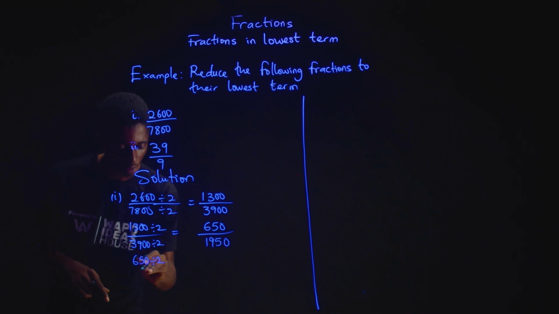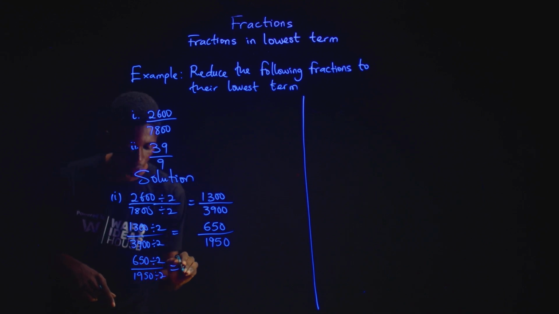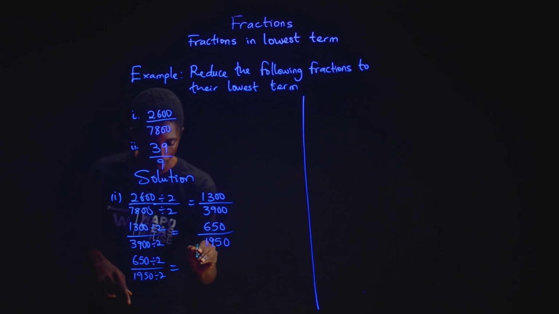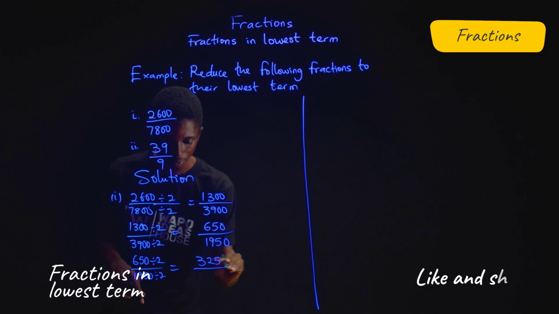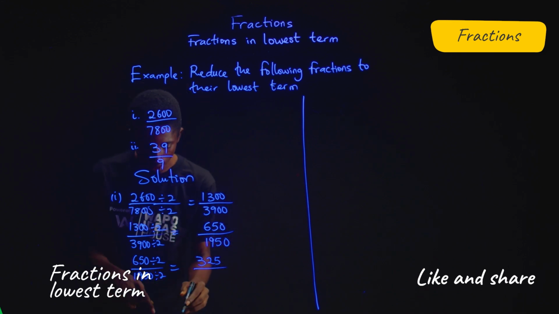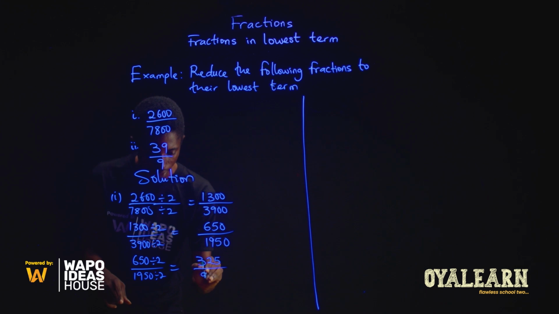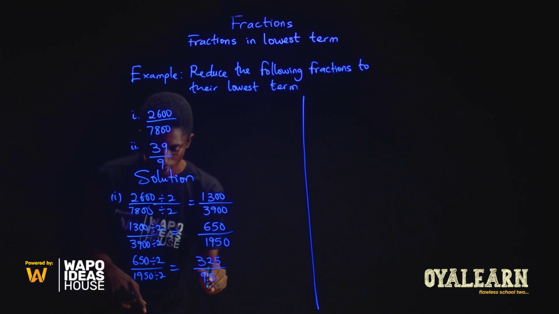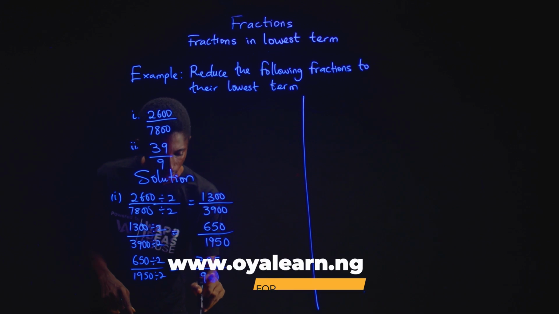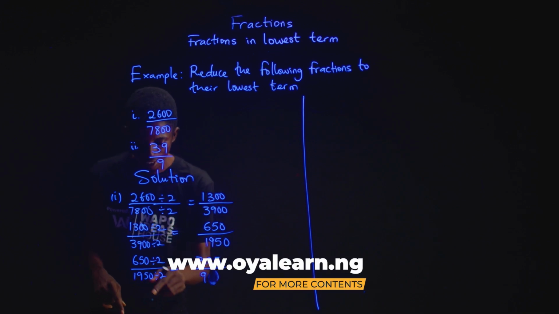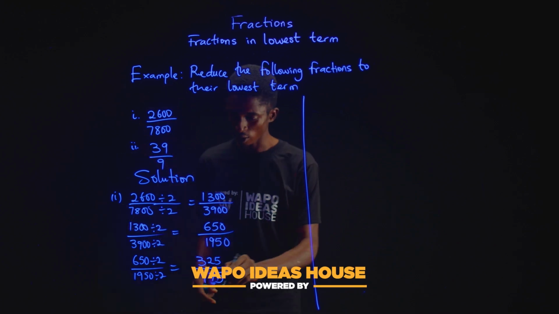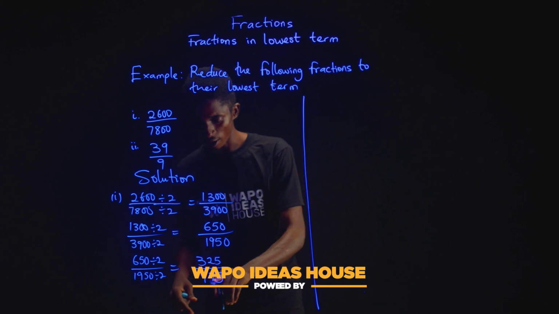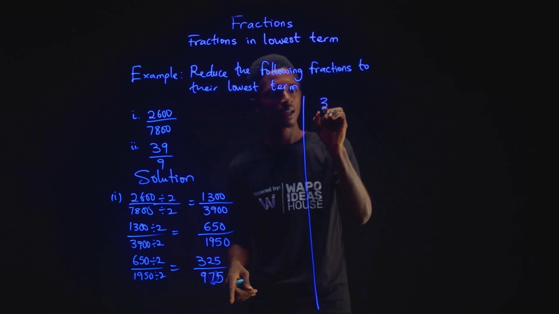650 divided by 2, 1950 divided by 2. What do we get this time? 325. And then here we get 975, and then in 15 is 7 and then 5. Alright, so now we have 325 over 975. Let's pick it from there.